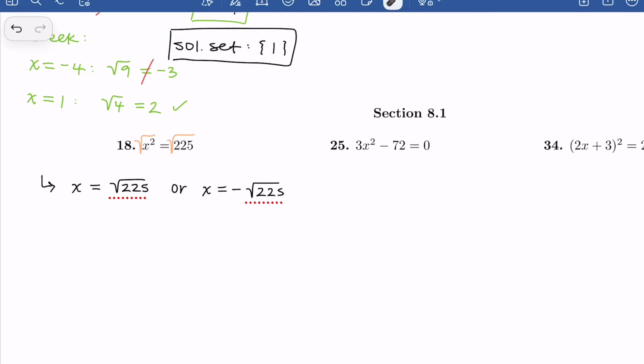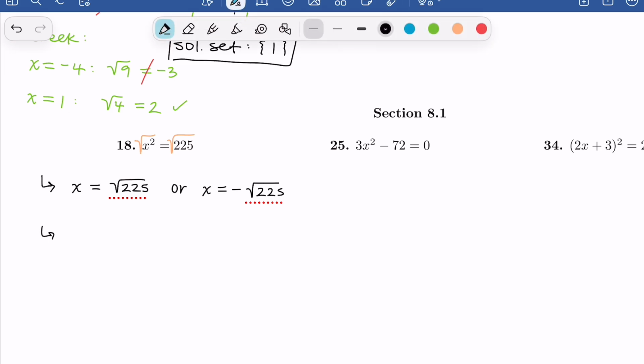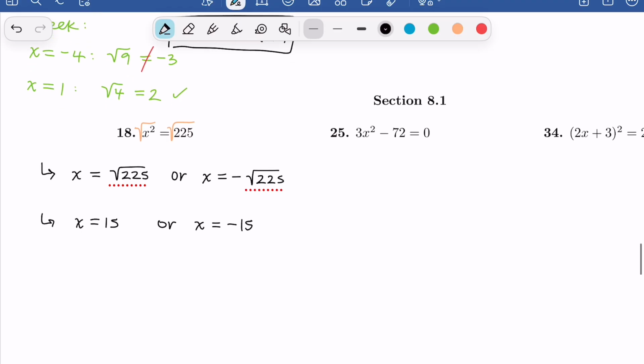Okay, and we'll see why in a moment. So the square root of 225, that's going to be 15. So I'm going to have x is equal to 15, or x is equal to -15, since I have that negative on the outside of my radical. So these are going to be my two solutions. My solution set is going to consist of x is equal to plus or minus 15. So that's how I'm going to write that here, plus or minus 15.